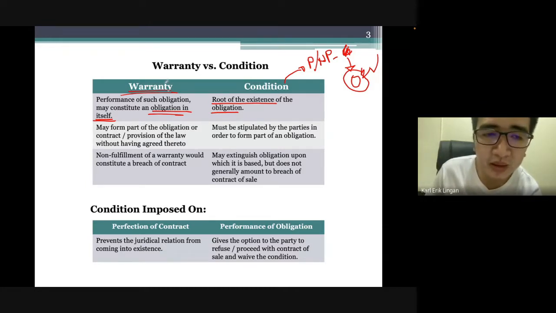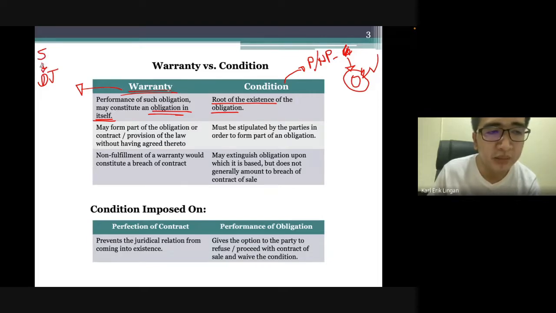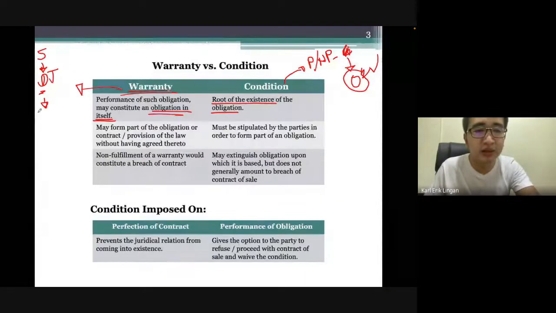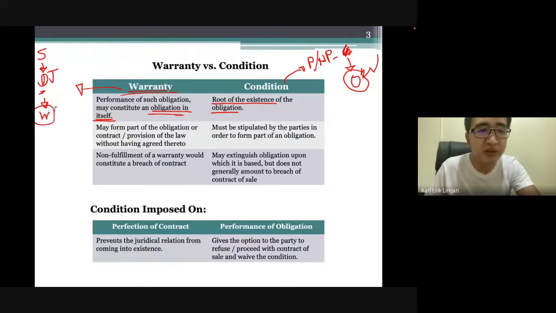Okay? Let's say for example, nag-deliver ka ng thing, you are a seller, and you deliver a thing, kapag in-accept yan ng buyer, your delivery constitutes a warranty that what you have sold or what you have delivered is yours, or you have a right to deliver the property, or that you are the owner of the property. Yun yung winawarrant mo. Okay? Kaya kapag it will later on be found out that this property is not yours, then therefore you are liable as a seller.